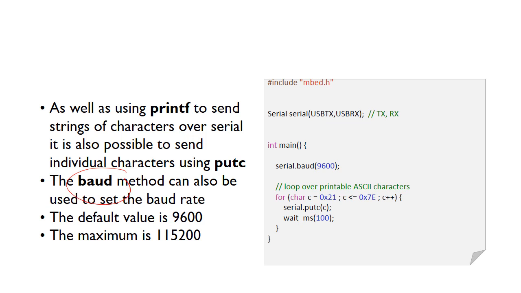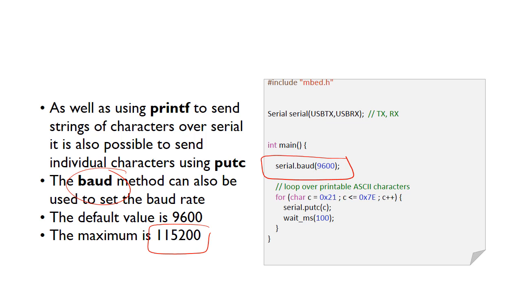And then we can also use a baud method to set the baud rate. In this example, we've set the baud rate to 9600. This actually isn't needed because the default value is 9600. If you don't set the baud, it will default to 9600. But if you want to use a different baud rate, you can. The maximum typically is 115200.